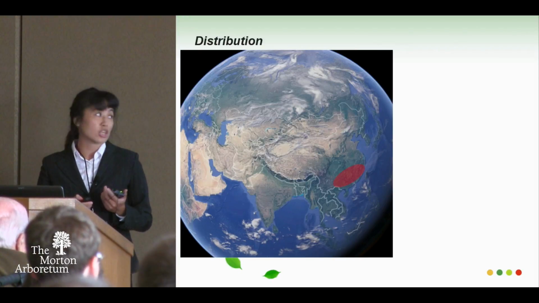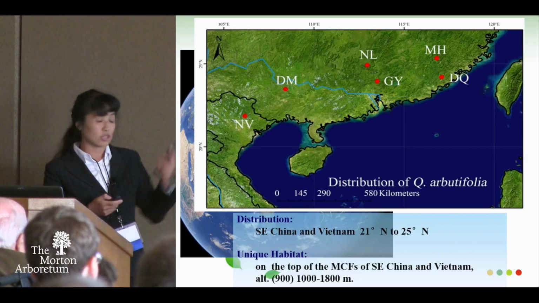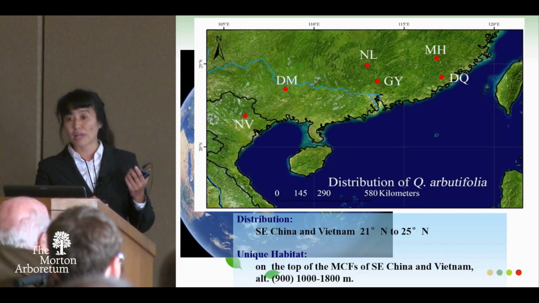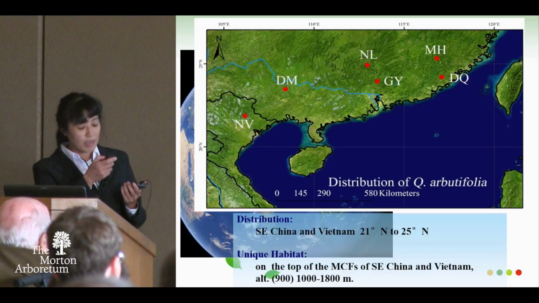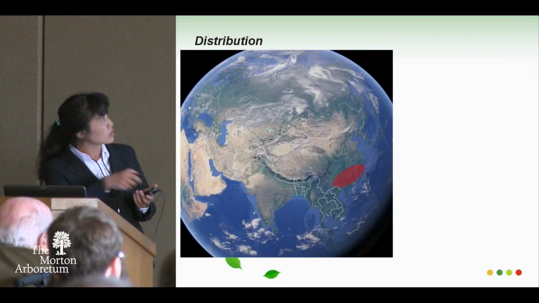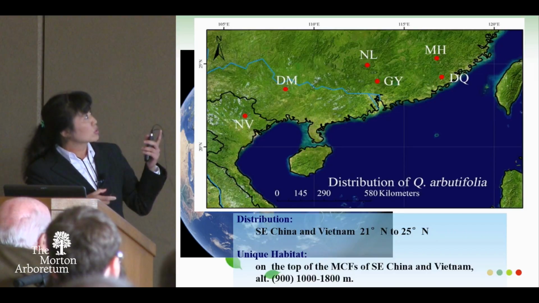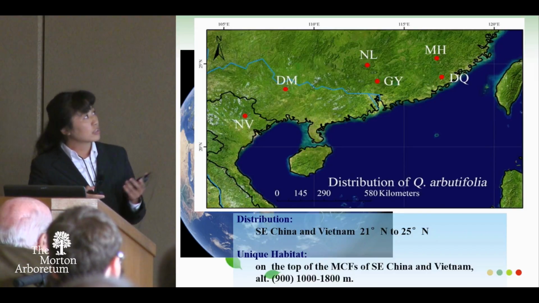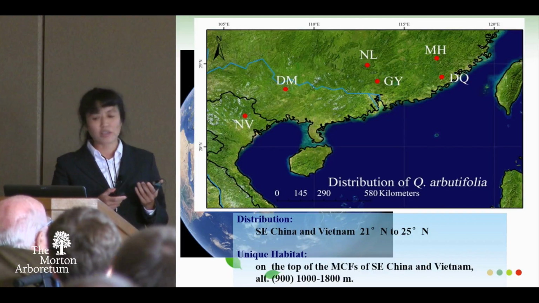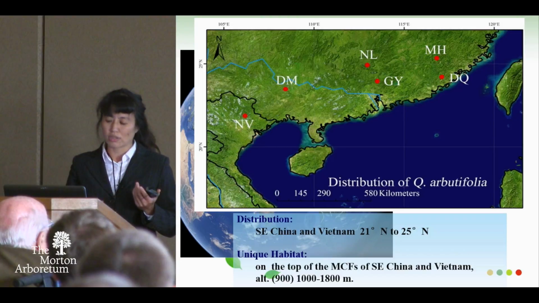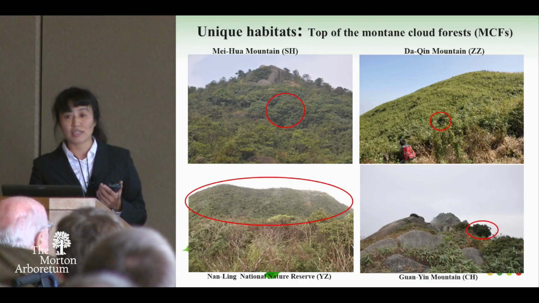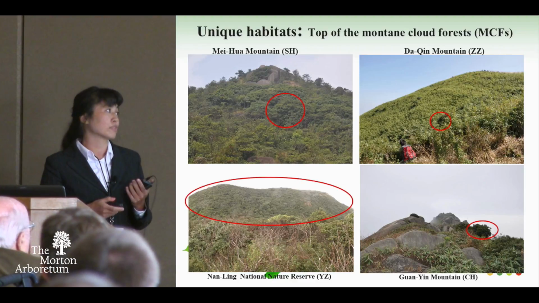Now look at the distribution of this oak. It's in southern China and the Indochina area. Here is the earth, and here are the only 6 distribution records of this oak. One, the type material, comes from northern Vietnam, and the other 5 are located in southern China. Actually it's a very huge area, but these plants are only distributed at the top of the mountain. This is the typical habitat of these plants.